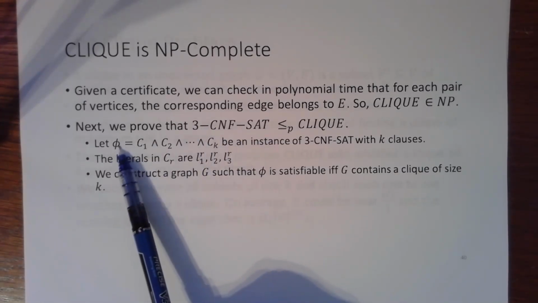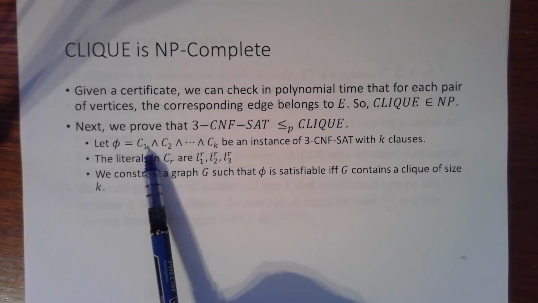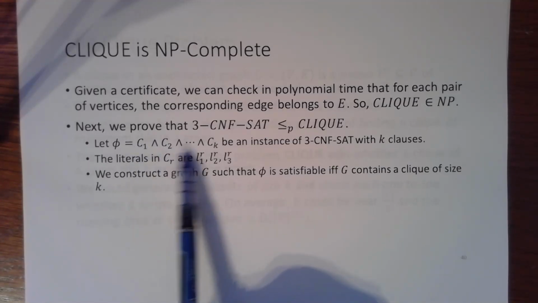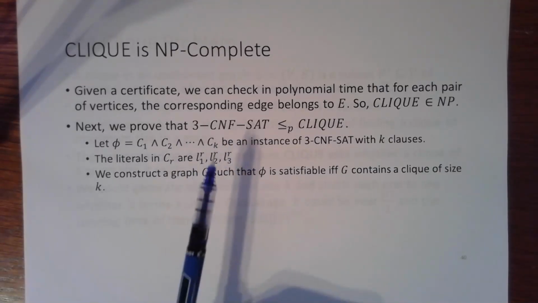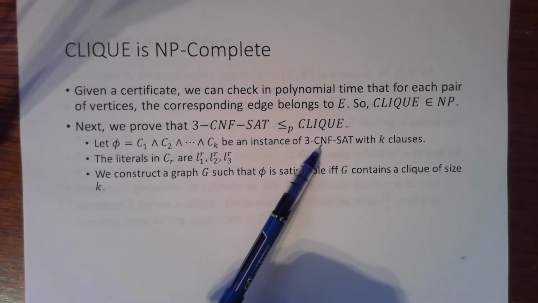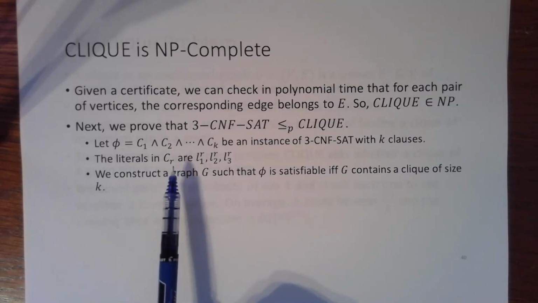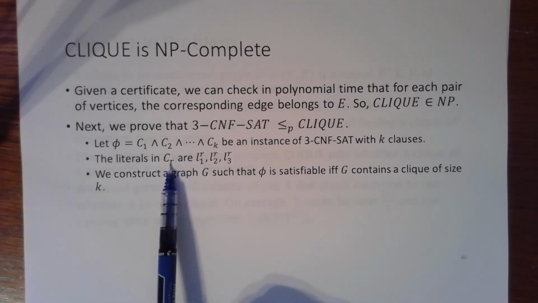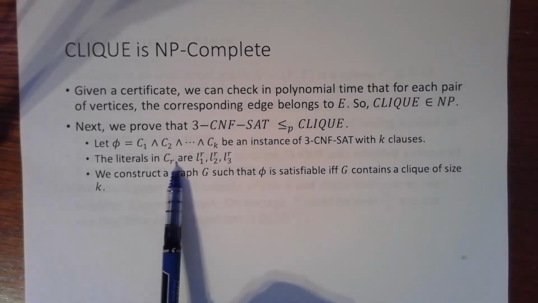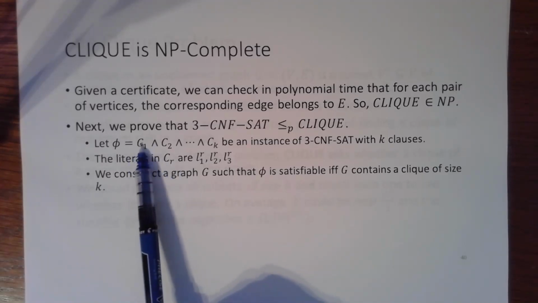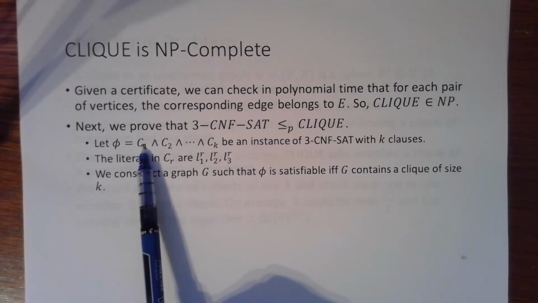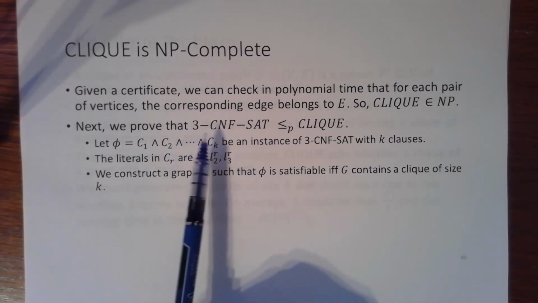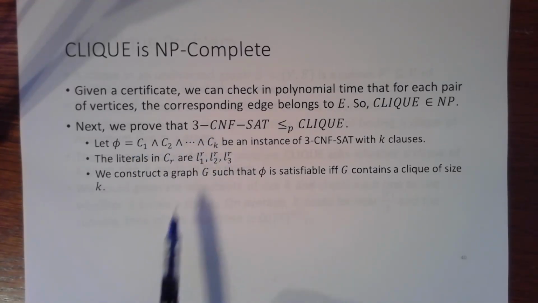Okay, so that would be a formula in conjunctive normal form where each one of these clauses has 3 variables in it. So that's going to be an instance of 3CNF with k clauses, and then, for the sake of being able to talk about it, we need to take each of these clauses and say that there are 3 literals in this clause, 3 literals in this clause, right? Every single one has 3 literals.